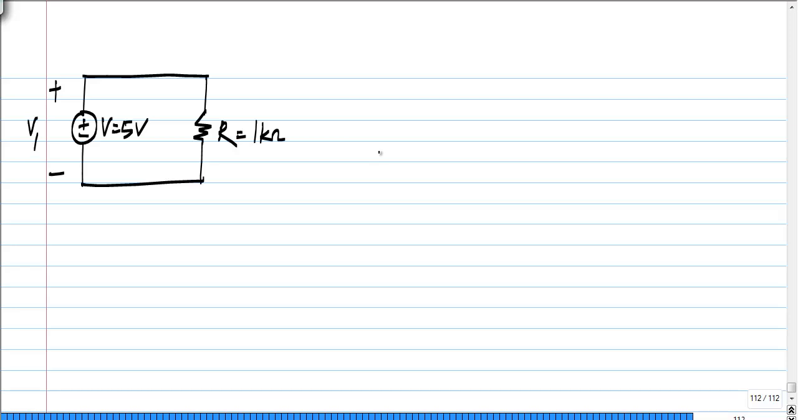Now, let me consider a voltage source of value 5 volts connected to a resistor of value 1 kilo ohm. Now, we will do this carefully. We do not always have to do it this formally, but you have to be very mindful of the directions of current and voltages that you consider. So, now what I will do is, I will define the voltage across the voltage source to be V1, and I will use the correct passive sign convention for V1 and define I1 this way. So, V1 is the voltage across the voltage source, I1 is the current through the voltage source, and it is clear that I have chosen passive sign convention for this.